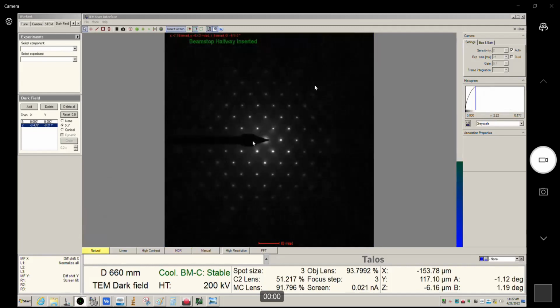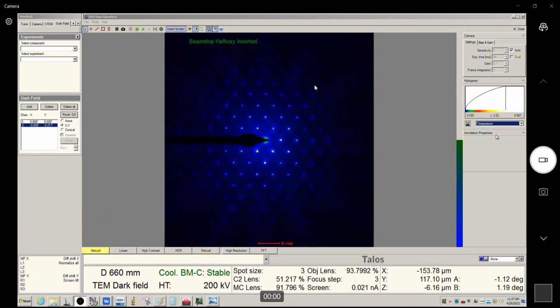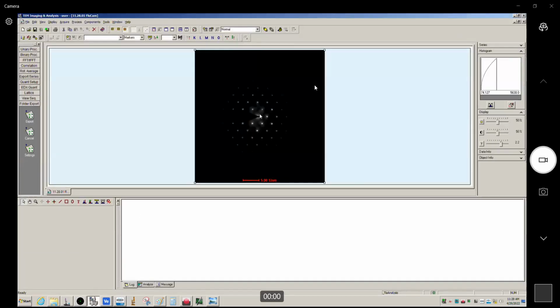Switch to natural mode, and now I have a nice zone axis diffraction pattern, and I can do an acquire here of this, and there we go.